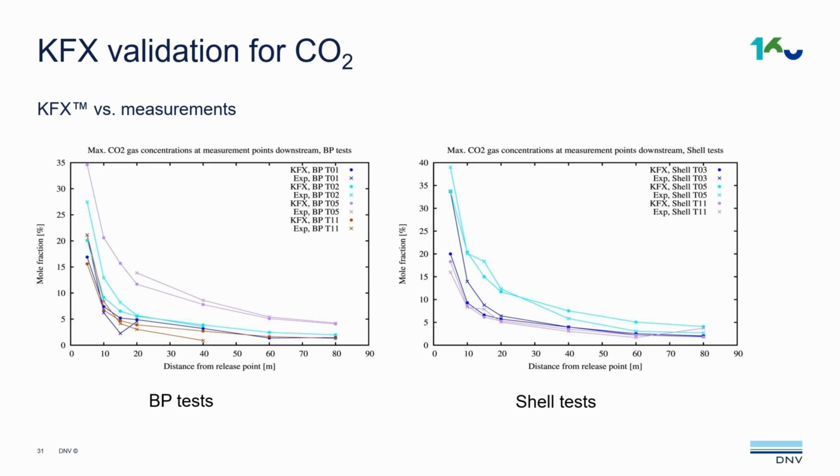So as you can see, the curves for the experiments and KFX follow the same pattern and even merge for some of the data. So we can say that there's a good agreement between the experimental data and the results from KFX. Validation is always part of our software development process, and as such is also a consequent part of the JIP.